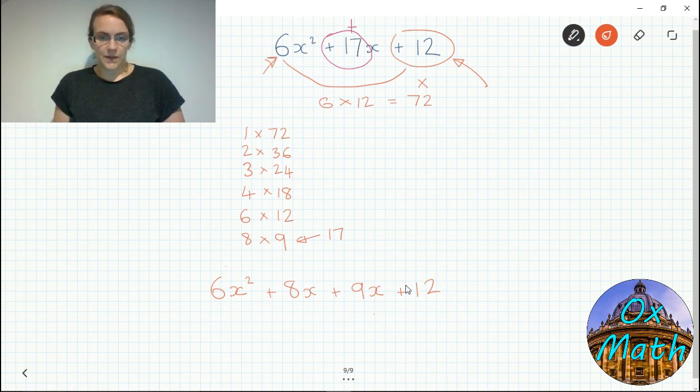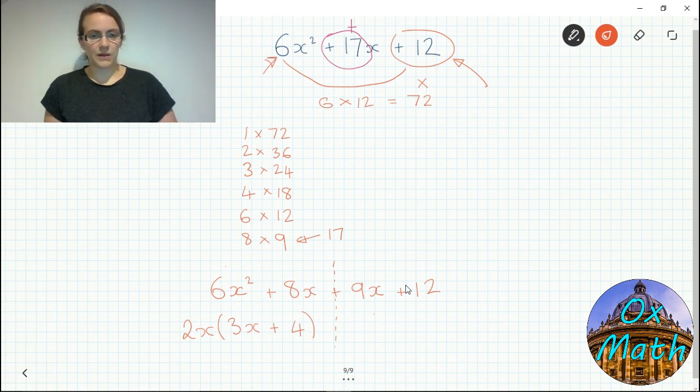So for the next part of the method, you split the equation in two. So you've got your first two terms and then your second two terms, and you factorise each half of the equation separately, but you must make sure you do it fully. So if we look at the first two terms, the 6x squared plus 8x, we can take out factors of 2 and x, and that leaves us with 3x for the first term plus 4 for the second term. Now if you're not sure on the factorising part, you need to go back and look at a factorising video, make sure you know how to do that.